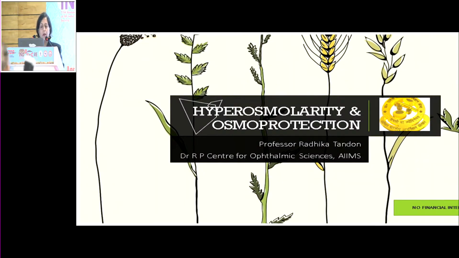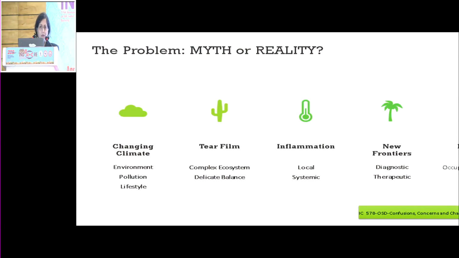Now, talking about hyperosmolarity and osmoprotection. These are words everybody is already familiar with, and everybody has read a lot and already knows about it. So why should we have this discussion? It's just basic to see: is it something that is totally theoretical? Is it really just a myth that we've been told, and does it actually happen in practice?